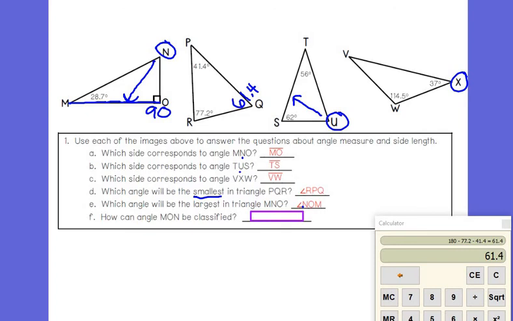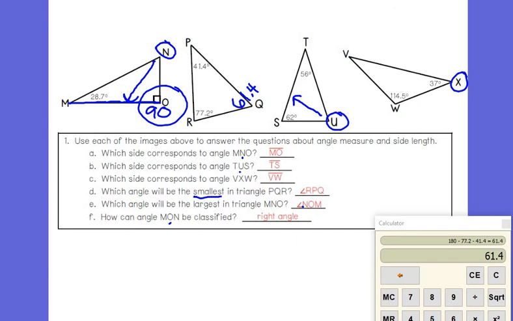F asks, how can angle MON be classified? So we're looking at the angle. What angle am I really looking at then? O. And what measure is angle O? 90. So how can I classify that? It is a right angle. Very good.